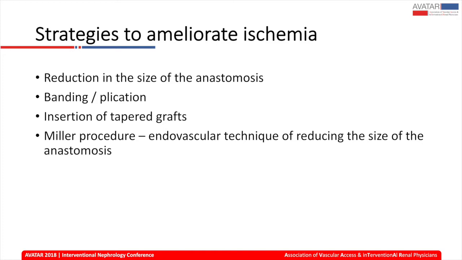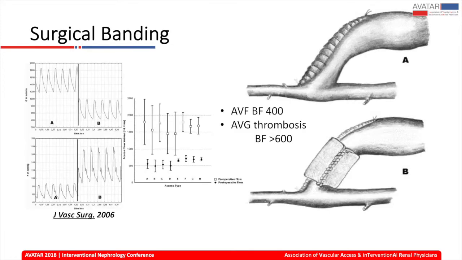Now, again, there are several strategies that can be used to minimize the distal ischemia. It can be either a surgical intervention or an endovascular intervention. Surgical intervention essentially considers banding or plication of the anastomosis, and an interventional technique, which is the Miller procedure.